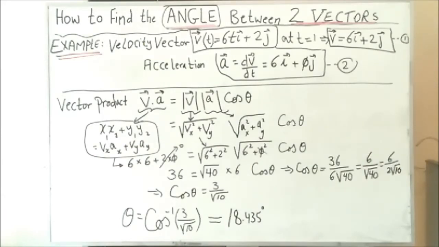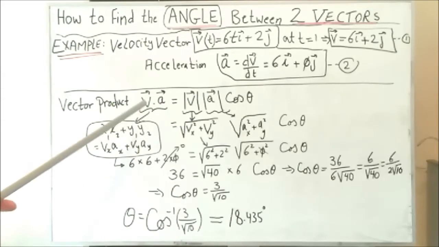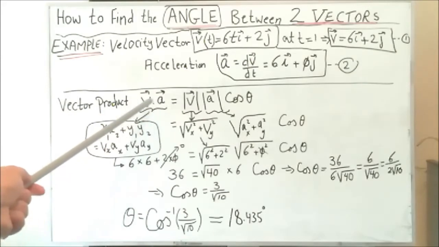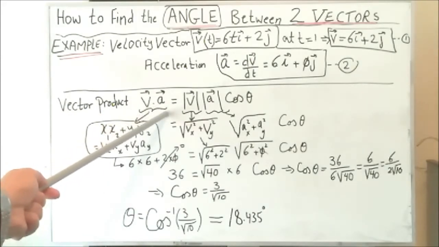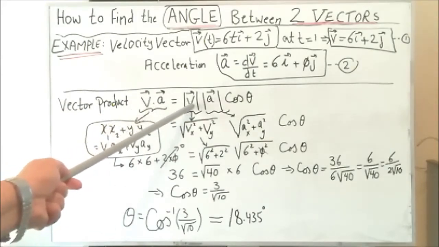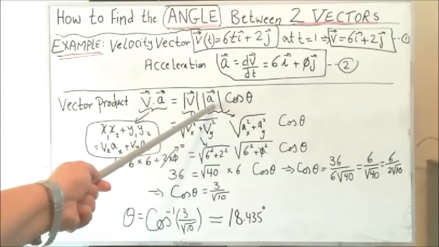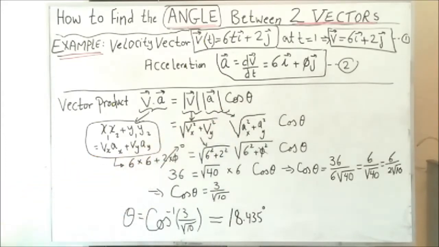To do that, we can use the vector product formula. That's the vector product of the two vectors v and a. v dot a equals the magnitude of the vector v times the magnitude of vector a times cosine theta, the angle between them. That's the formula for vector products.